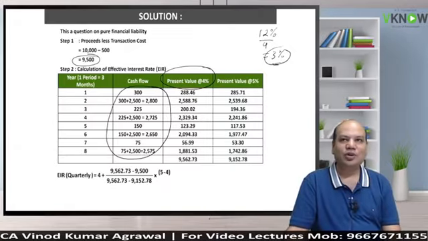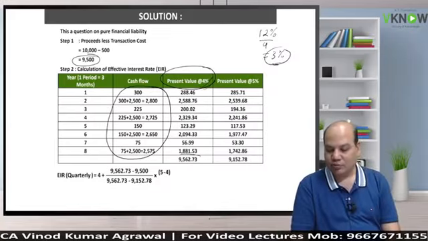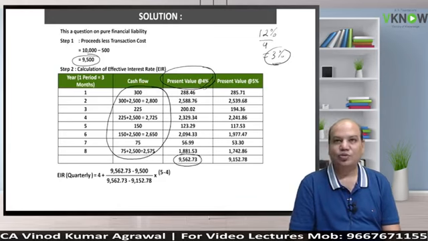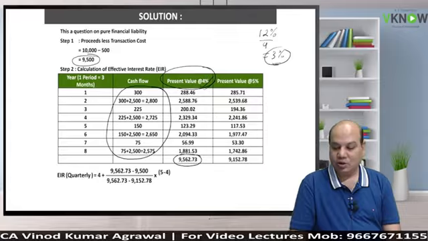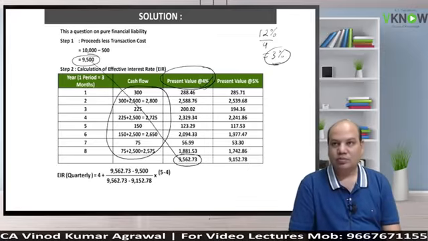So as a student, you can start with 4% here and compute the present value. It will come to 9562.73. Check it as a homework. And these two are not equal. Oh my God. So I have to take a higher rate now. I will take 5 or 6%. You can take that in the exam.